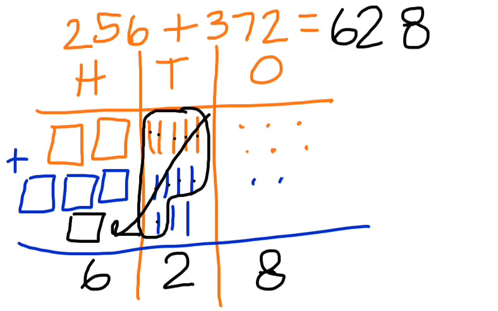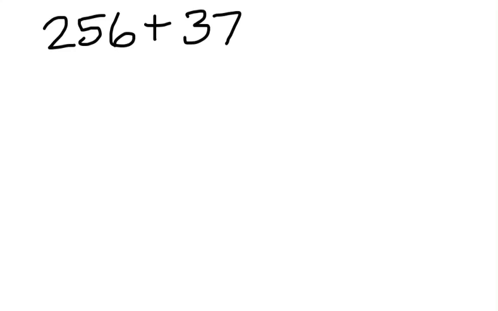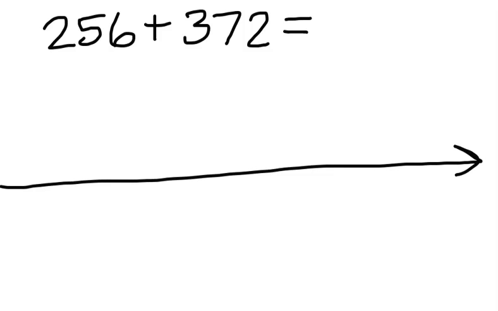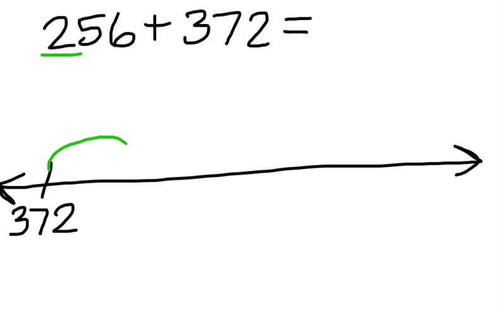The next strategy I'm going to show you is the number line strategy. Now I'm going to add the same numbers together, except this time I'll be using a number line, and we start with our largest number. That way we don't have to do too many jumps. Now I'm going to make a 200 jump. I could do 2 100 jumps, but I'm just going to make a big jump of 200.